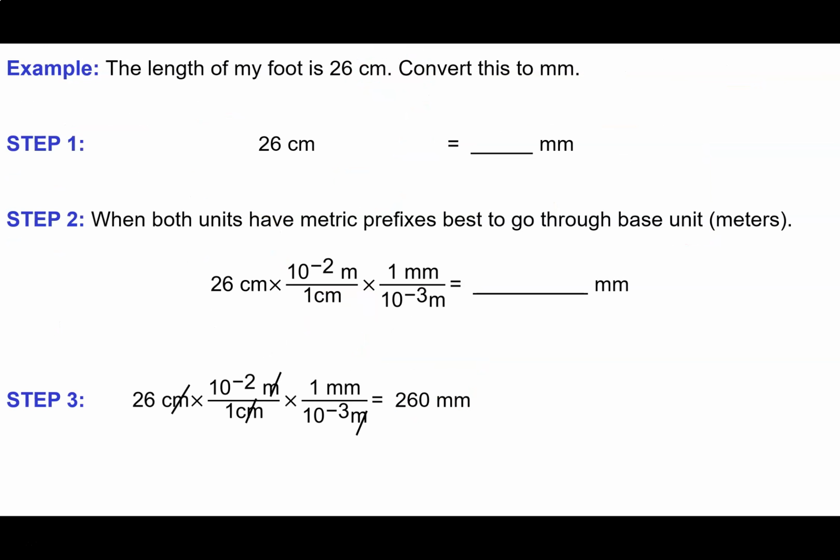So here's another one. It says the length of my foot is 26 centimeters. Convert this to millimeters. So I've got 26 centimeters on the left, millimeters on the right, and I'm going to multiply it by one or more conversion factors. A little trick is, when the thing that you're starting with and the thing that you're ending with both have a metric prefix, it's best to go through the base unit. So we're going to go from centimeters into the base unit meters, and then on to millimeters, and we'll have a conversion factor at each point.